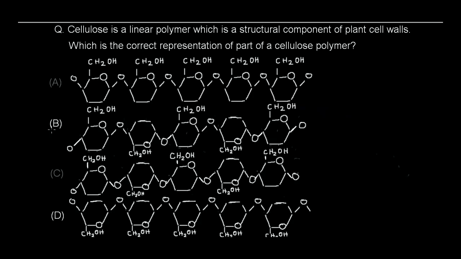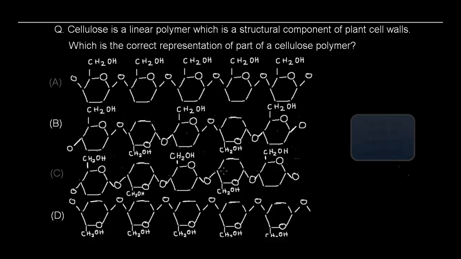Now this is the next one. Cellulose is a linear polymer, which is a structural component of plant cell walls. Which is the correct representation of parts of a cellulose polymer? You can have a look at these, even though they're all kind of close together. Hopefully you can still make out which belongs to which. See which one's the right one, and you get 5 seconds.